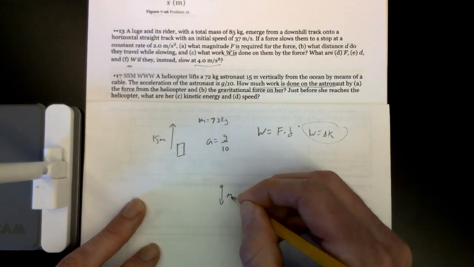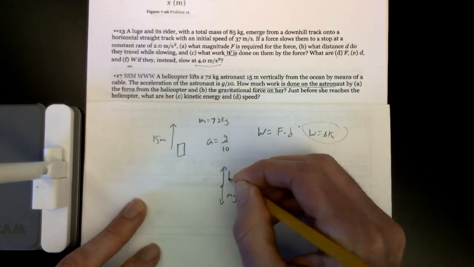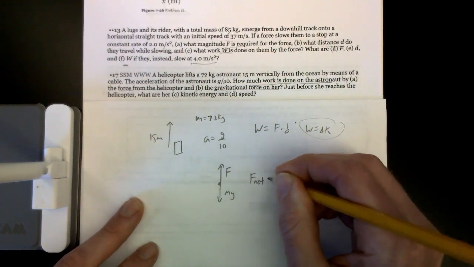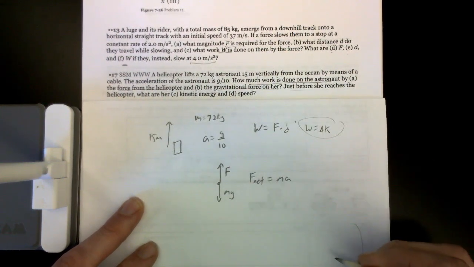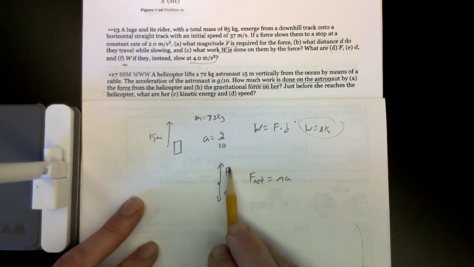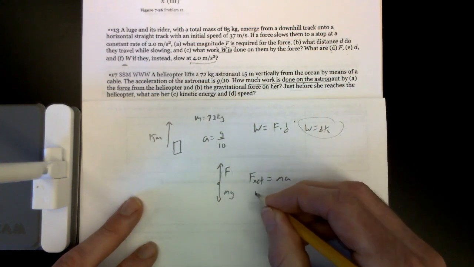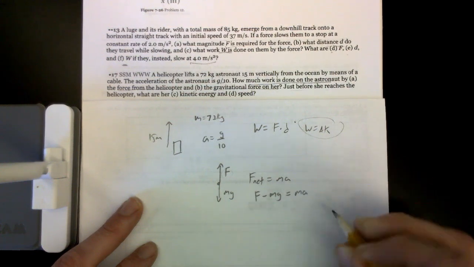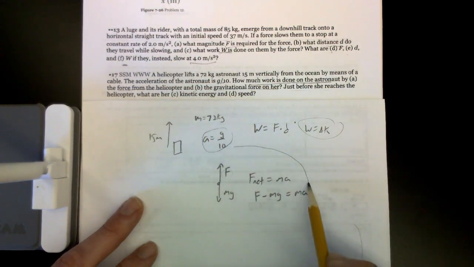So we've got mg going down, and we've got the force from the helicopter pulling her up, and don't forget we need to do net force equals mass times acceleration. So we'll pick this one as the positive direction. So we've got F minus mg equals ma. We also know that the a is g/10.